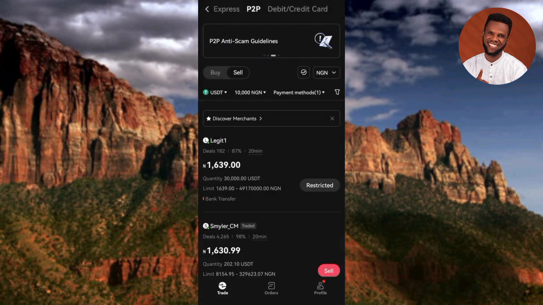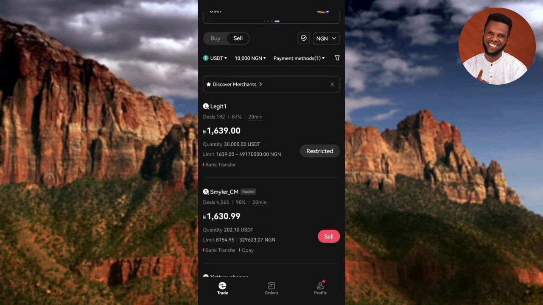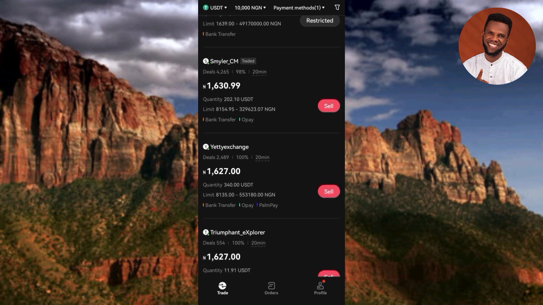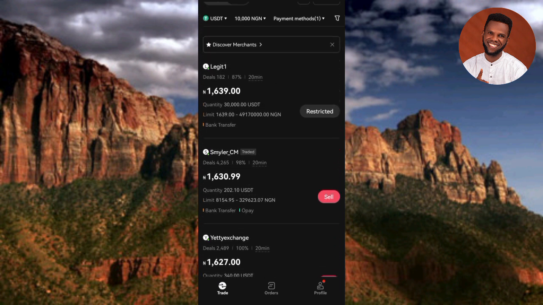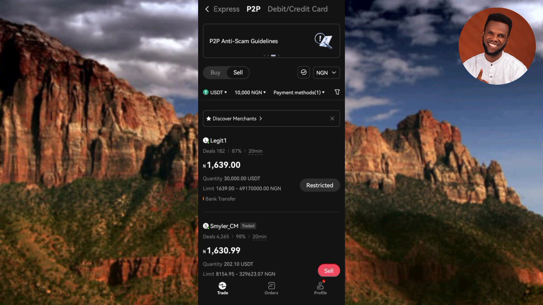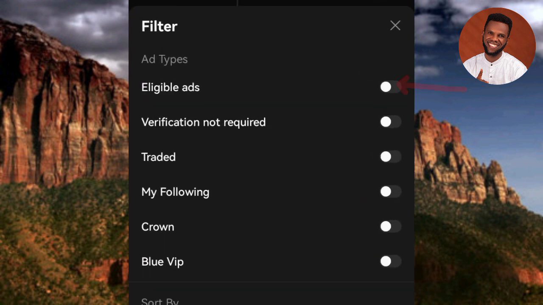Now the next step is to filter these advertisers. Remember, these advertisers or buyers that want to buy your crypto, not all of them are actually eligible. Not all of them have their emails and phone numbers verified. So you have to check their eligibility, and for you to do that, you have to filter them. Not all of them have the same completion rate. So for you to filter them, you have to tap on that filter icon on the right hand side. So let me go ahead and tap on it. So you can filter those buyers right there according to eligible ads. So let me tap on eligible ads.